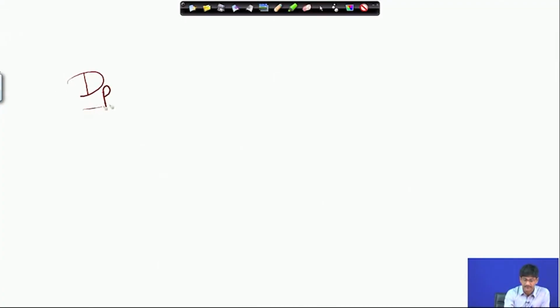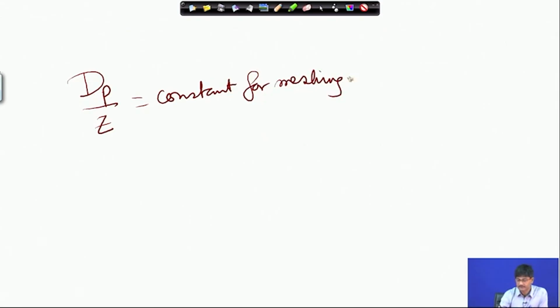dp by z is constant for meshing gears, and it is given a name called module. So, if you go to the market and say that I want a gear of 32 teeth, the question that the shopkeeper will ask you is, what is your module? Module in the inch system is defined slightly differently, but to keep the discussions clear and easy to understand, we will stick to module.